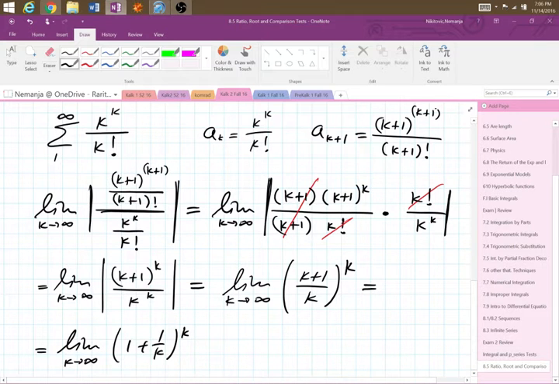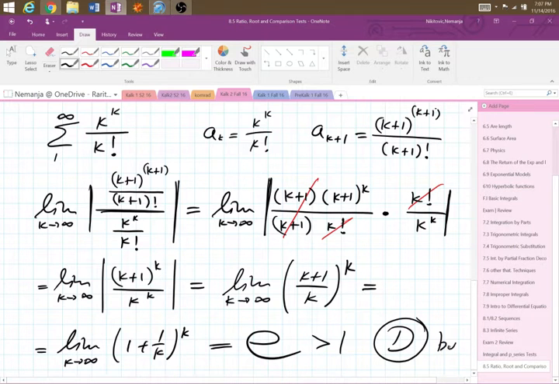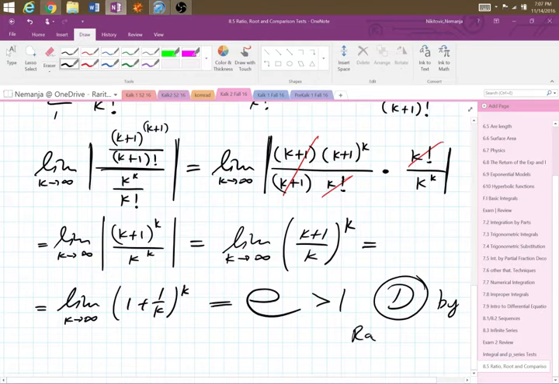What is this? E! The definition of E from Calculus 1 and Calculus 2, Chapter 6. Which is bigger than 1, which means it diverges by ratio test. But as I say, no one sane would do this, right? You just do the growth rate of functions, it diverges because it's the faster function over the slower, you're done.